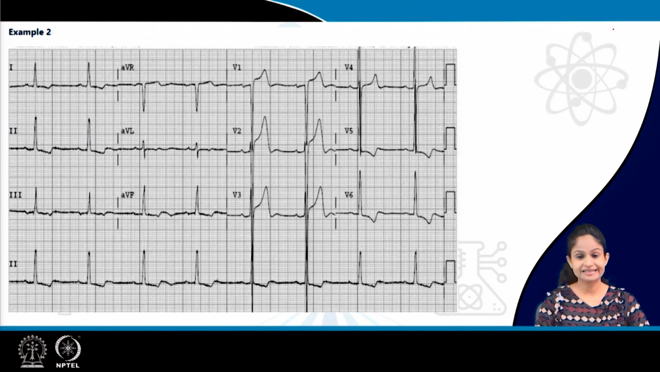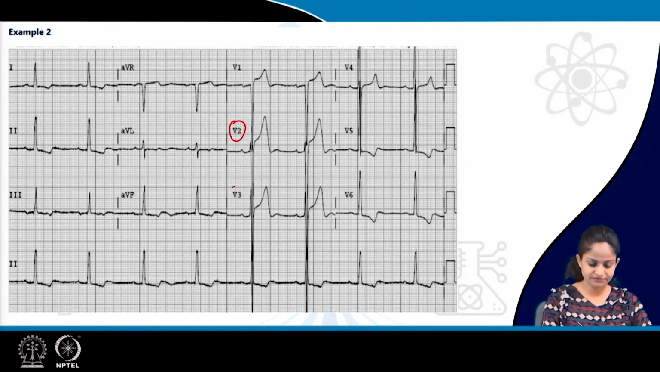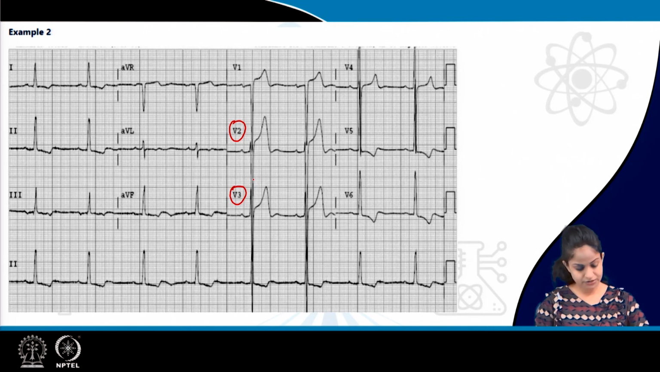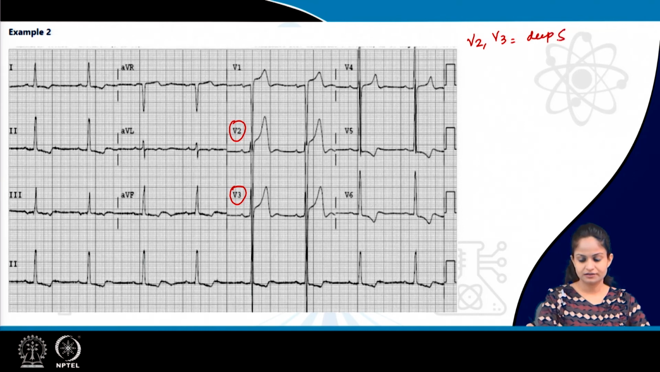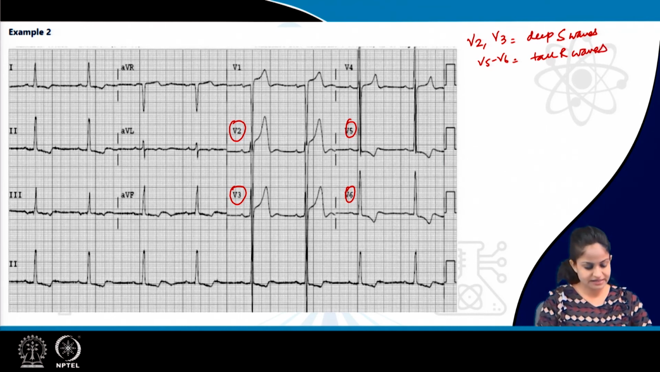Now, if we come to the second example, if we see V2 and V3, the S waves are so deep that the ECG graph paper is falling short for the S waves. So, very, very deep S waves we are getting in V2 and V3, and we are getting tall R waves in V5 and V6.